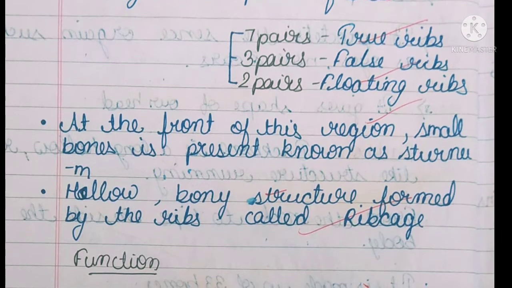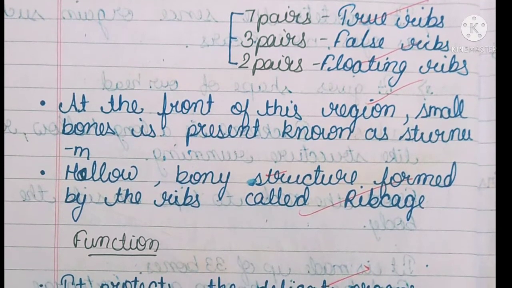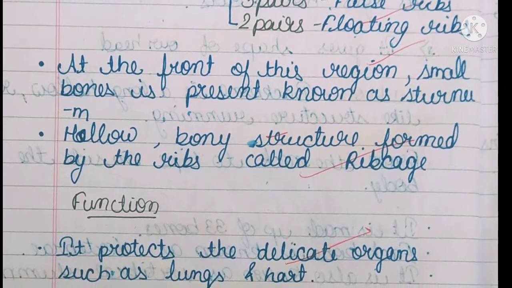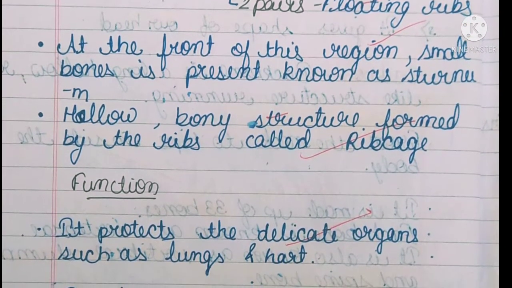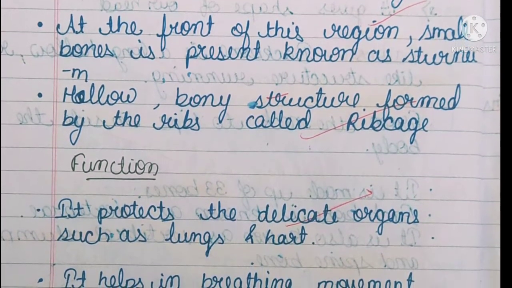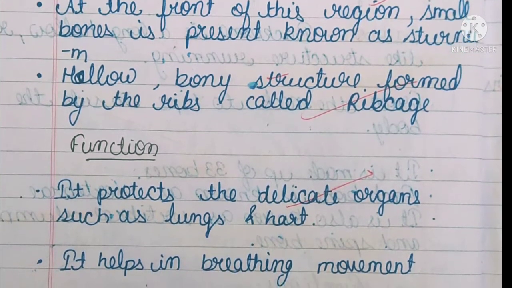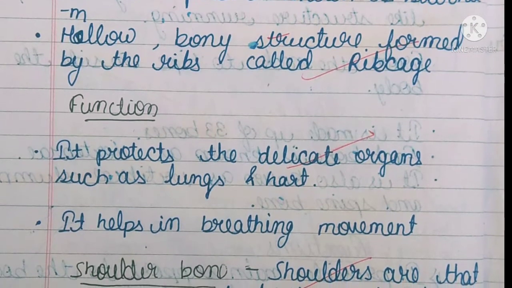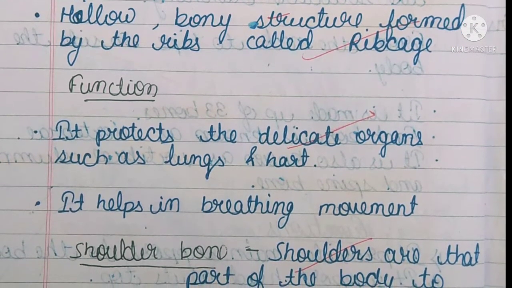1. At the front of this region, a small bone is present known as the sternum. 2. The hollow bony structure formed by the ribs is called the rib cage. Functions. 1. It protects delicate organs such as lungs and heart. 2. It helps in breathing movement.